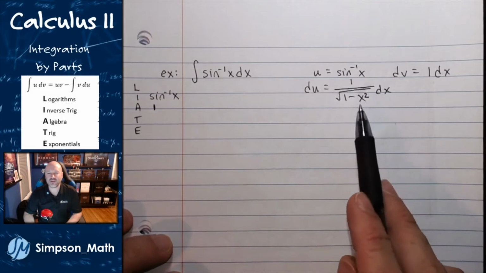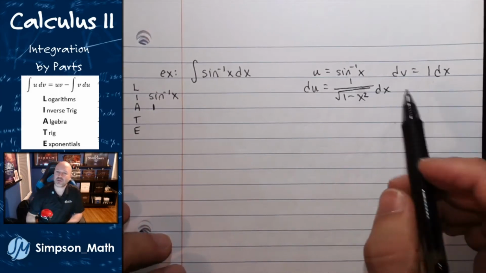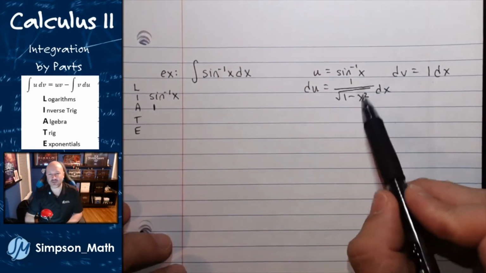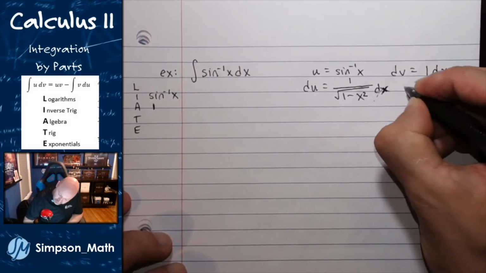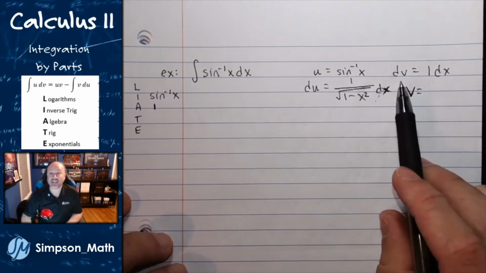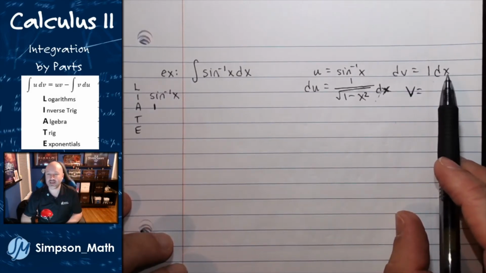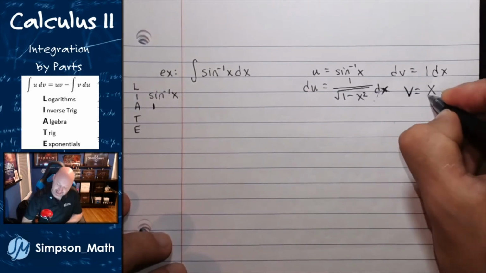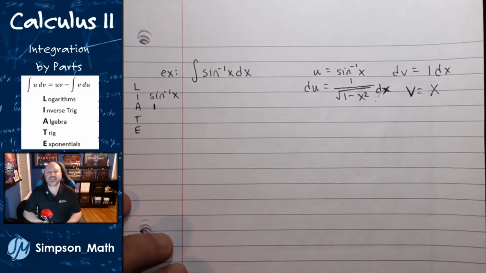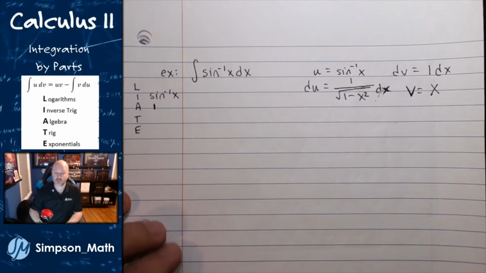Arc cosine looks very similar, has like a plus sign in there. Arc tangent looks very similar, but there's no square root. Anyways, I need v now, or the integral of 1 dx. The integral of 1 with respect to x is 1x. And I'm now ready to apply the parts formula.